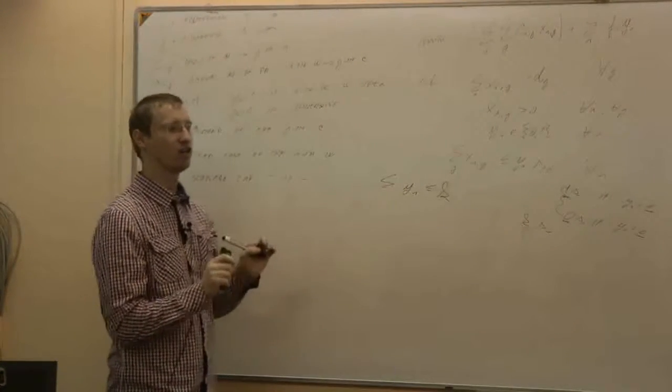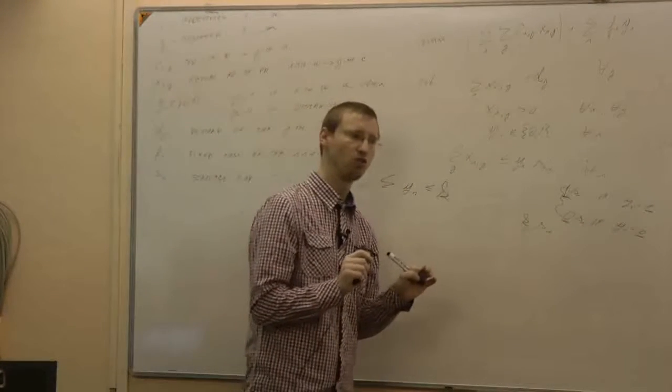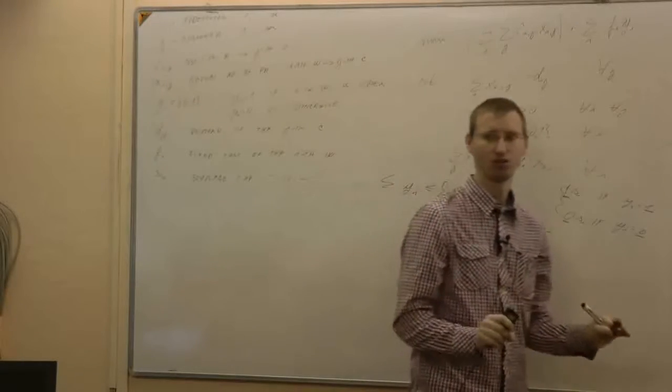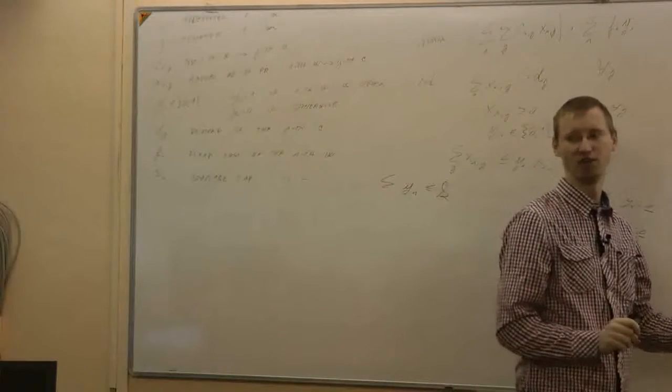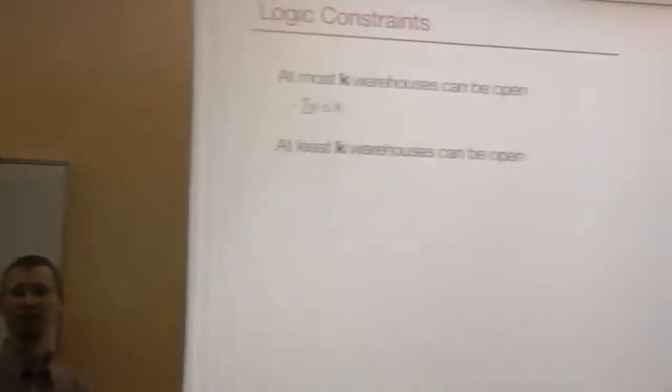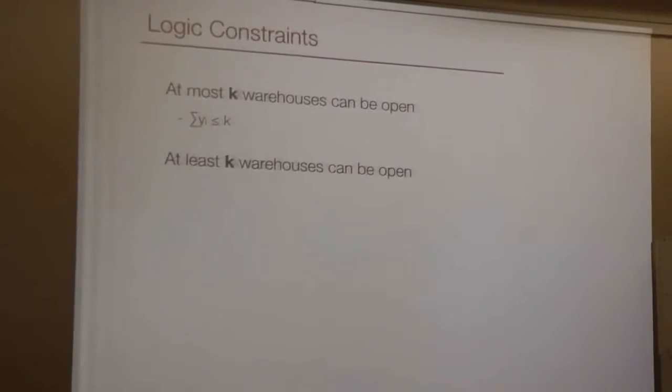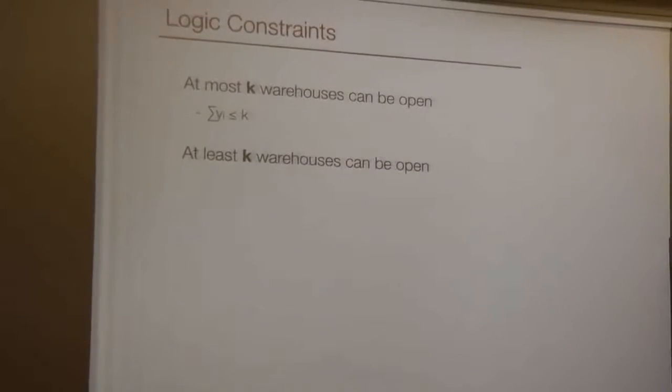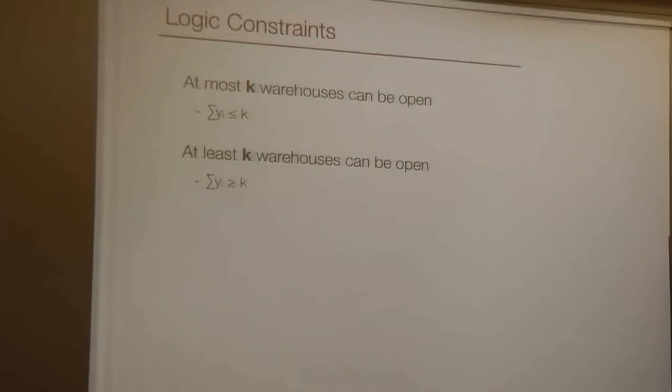So what we are going to do now is introduce additional constraints which model some real-life situations. Okay? And this might be one of them. We can twist that. At least k warehouses must be open. What do we do? We just swap that inequality. Sometimes we want to say exactly k warehouses must be open. In that case, you would add an equality constraint, right?